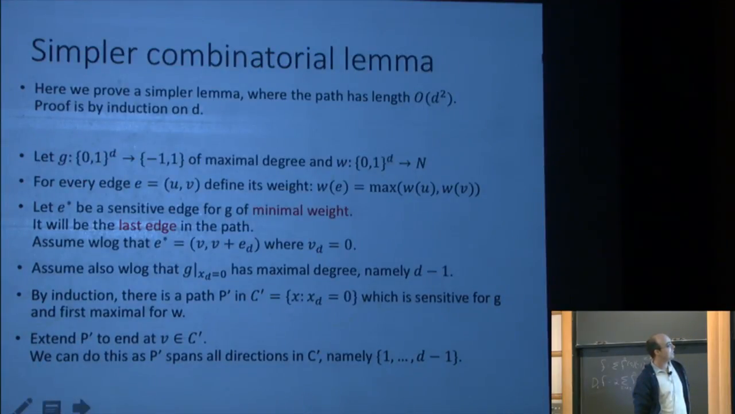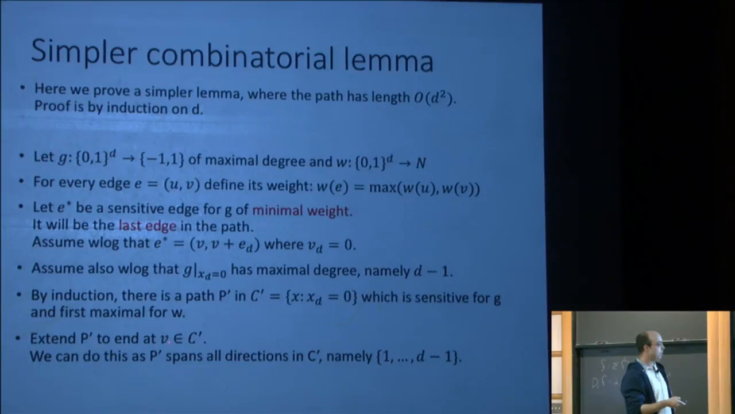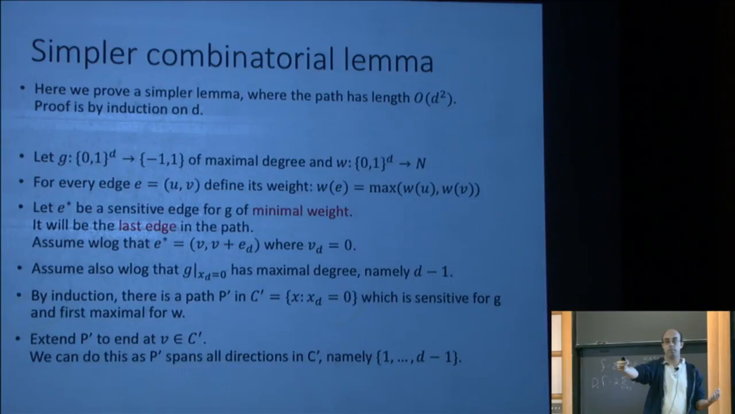Okay, so where were we? The claim was that we take this path in the subcube C prime and extend it to this node V. Why can we do it? Once we've seen all the directions in C prime, we can use any edge with these directions. So we can go to any node that we want in C prime, just using non-sensitive edges. We've already explored these directions. And this node V belongs to C prime.